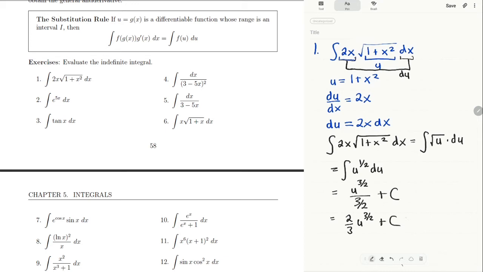And in our last step, we're going to substitute back the original variable. We know that u was 1 plus x squared. And so the antiderivative is 2/3 times 1 plus x squared to the 3/2 plus c.